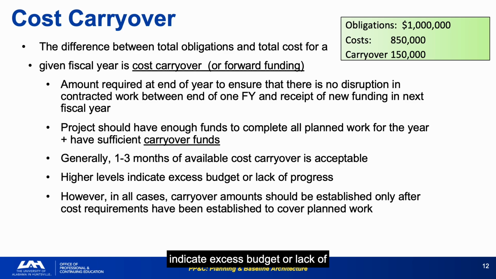Higher levels indicate excess budget or lack of progress. This is the flag that attracts oversight attention. Programs with large carryover balances look like they're either over-budgeted or underperforming technically. The carryover calculation is the bridge between fiscal years. It ensures that the gap between September 30th and the receipt of new year funding doesn't interrupt contractor work. Planning it correctly is part of the execution analyst's annual responsibility.